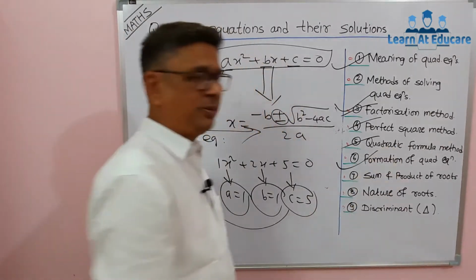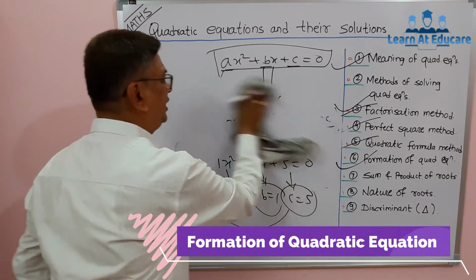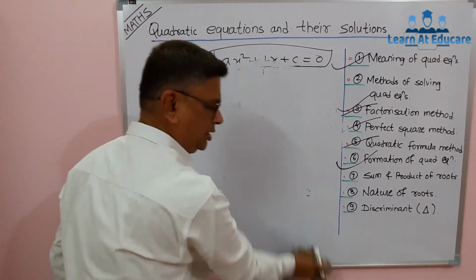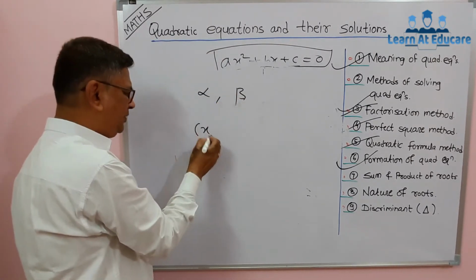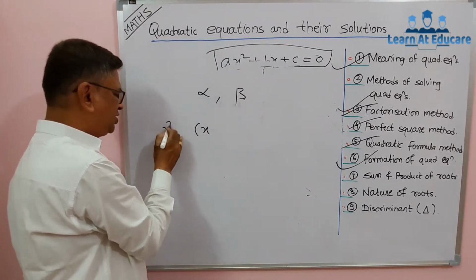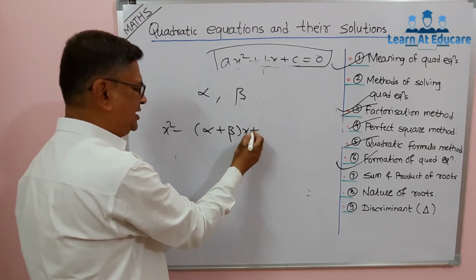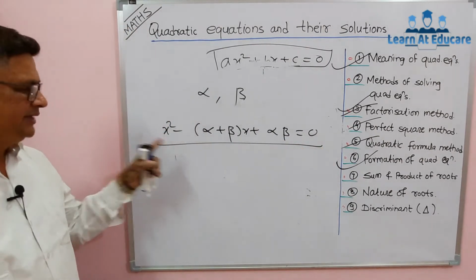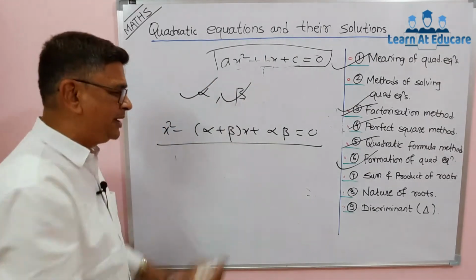Then the next topic, formation of quadratic equation. If you have the roots of a quadratic equation, remember, then you can form the quadratic equation. For that we have a method. If alpha and beta are the roots of the equation, then we have this formula: x² − (sum of roots)x + (product of roots) = 0. That is the quadratic equation if its roots are known as alpha and beta.